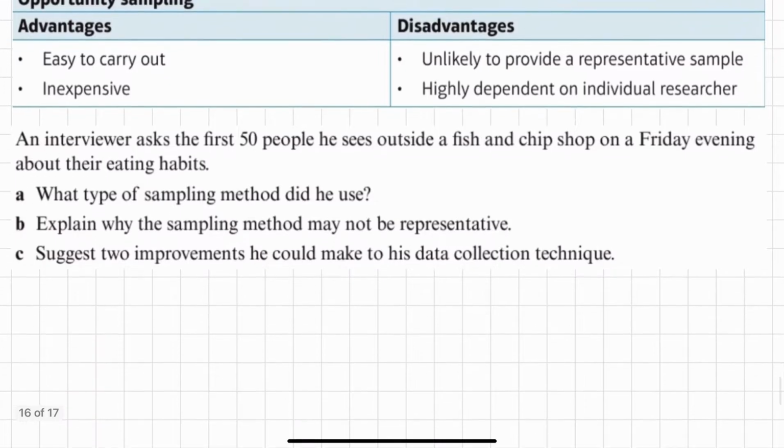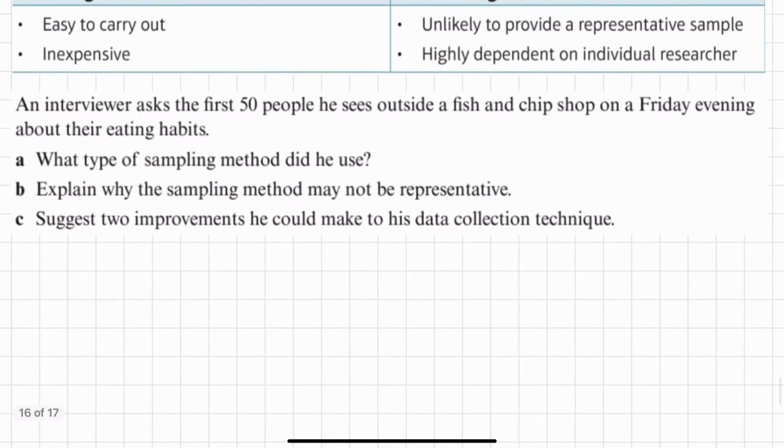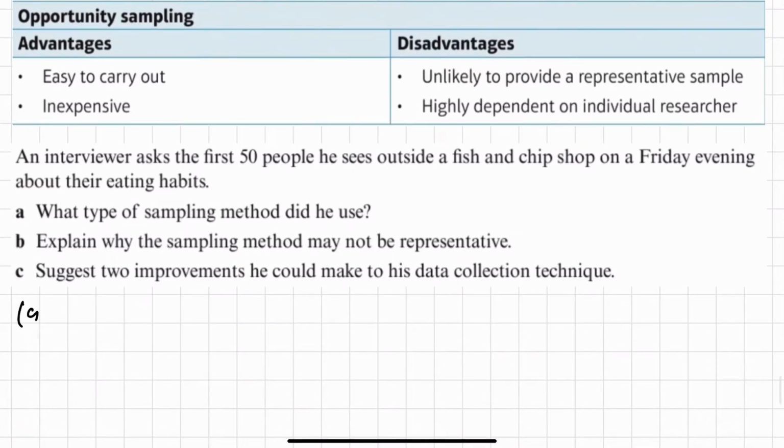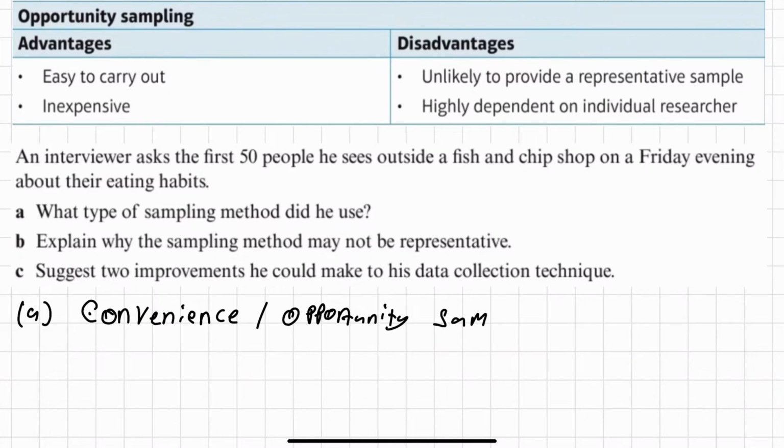So here's how it could be used in a question. An interviewer asks the first 50 people he sees outside a fish and chip shop on a Friday evening about their eating habits. What type of sampling did he use? Well, it's convenient. He's asking the first 50 people he sees. That's the key word. First people you see is a convenience sample, or sometimes called an opportunity sample. Convenience or opportunity sample. Both will be recognized in mark schemes, so whatever one sticks in your head.